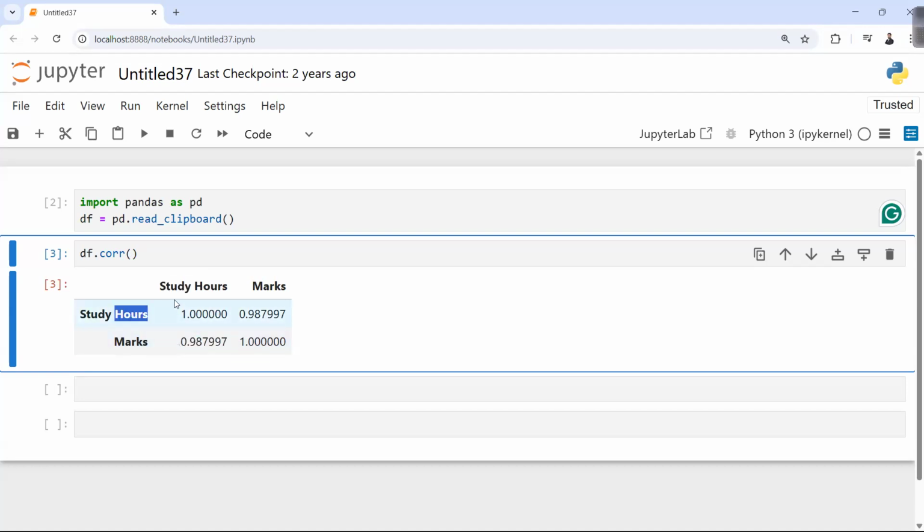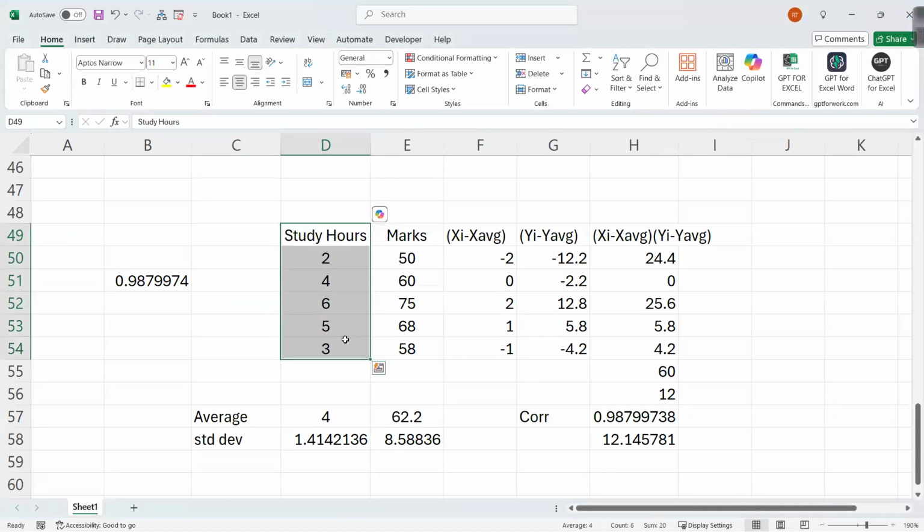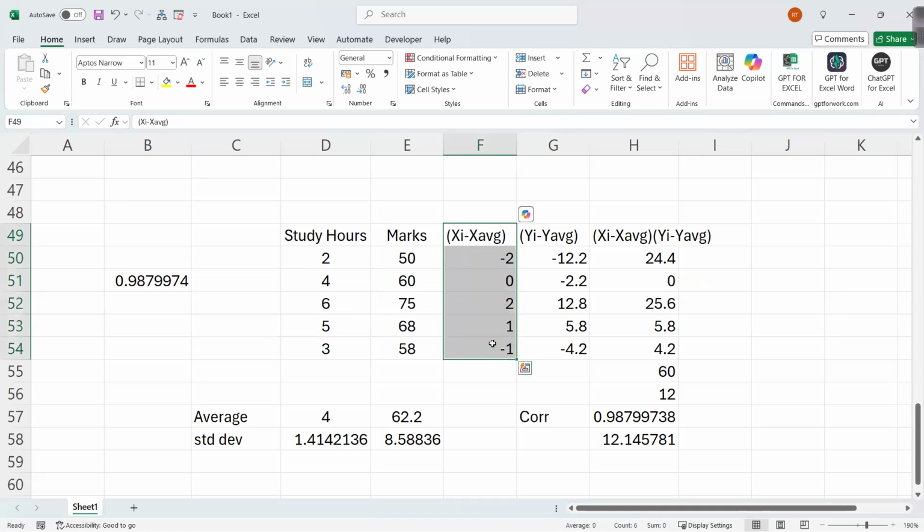Correlation between the study hours and study hours is 1 only. And that makes sense, right? Because you are comparing yourself with yourself. Let's calculate that. You are trying to find out the correlation between the study hours and study hours. How will the formula change? Xi minus X average into Xi minus X average. Covariance of X and X upon standard deviation of X into standard deviation of X.